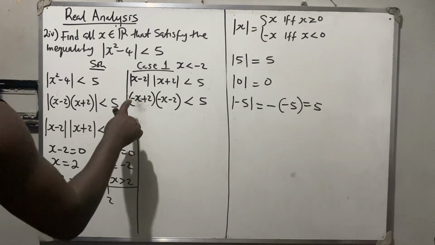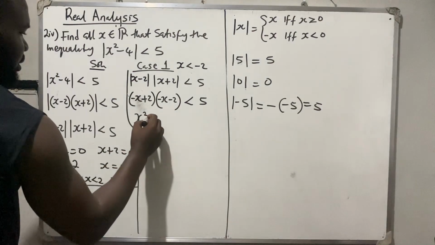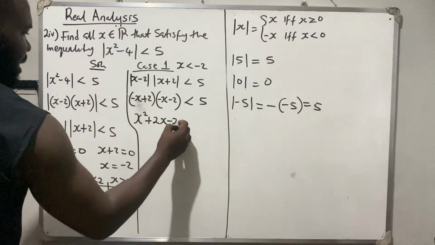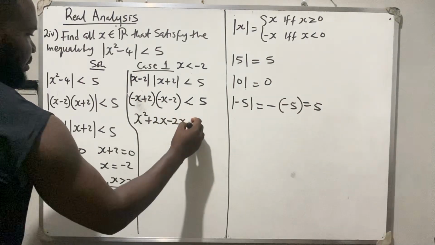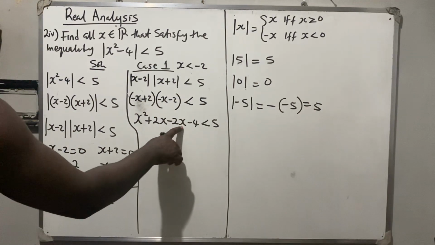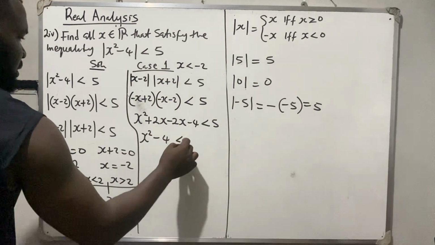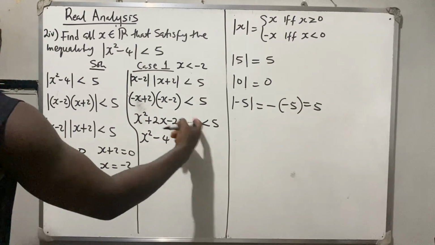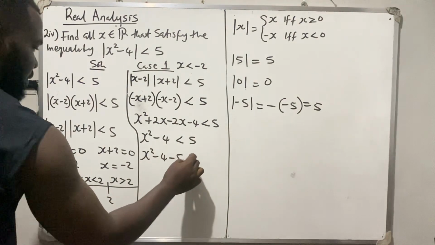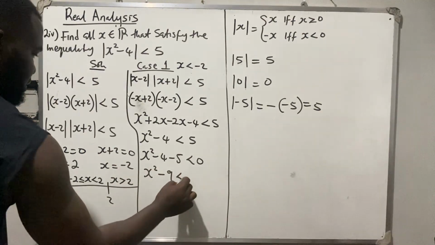If we open the bracket, this time this is giving me x squared. This time this is giving me plus 2x. This time this is giving me minus 2x. This time this is giving me minus 4, is less than what? 5. So 2x minus 2x is gone. So I'm left with what? x squared minus 4 is less than what? 5. So this one coming to this side, I'm going to have x squared minus 4 minus 5 is less than 0. So therefore, x squared minus 9 is less than 0.